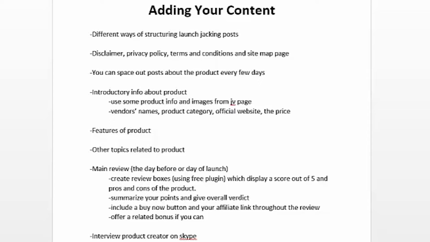Okay, and when you create your blog posts, try to space them out every few days. Okay, the first blog post can just be an introduction. Just give a brief info about the product. You could also use some of the product information that's on the JV page and also the images that are provided to the affiliates. Okay, you could also talk about the vendors, the product category, the official website, and the price.